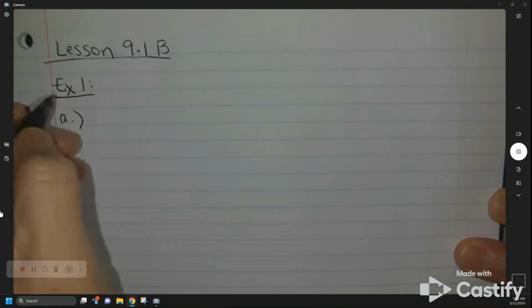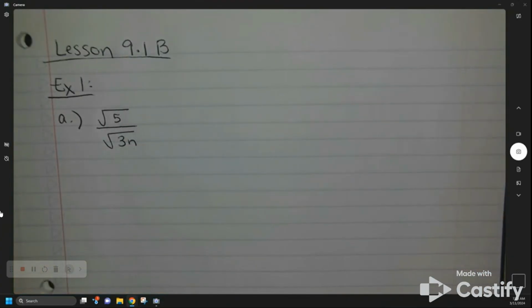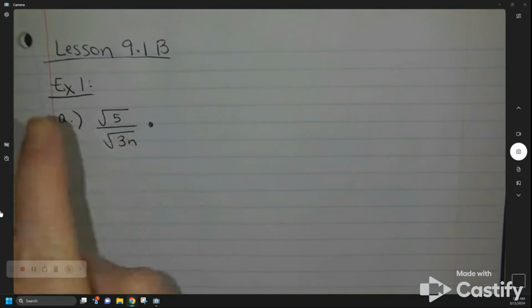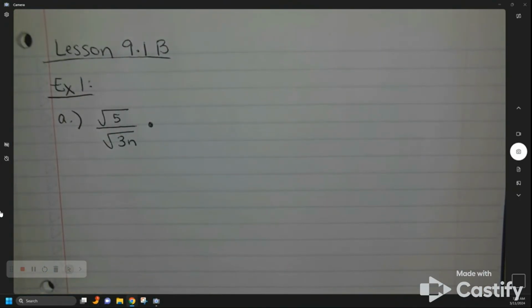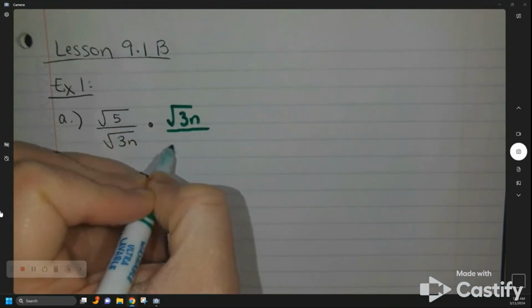So letter A, we have the square root of 5 over the square root of 3n. So we are trying to simplify this so that we no longer have a radical in the denominator of our fraction. So in order to do that, I need to multiply by a form of 1. If I want the radical to go away, remember that I would have to essentially square it, so multiply it by itself. So I'm going to multiply the top and bottom of this fraction by the square root of 3n.